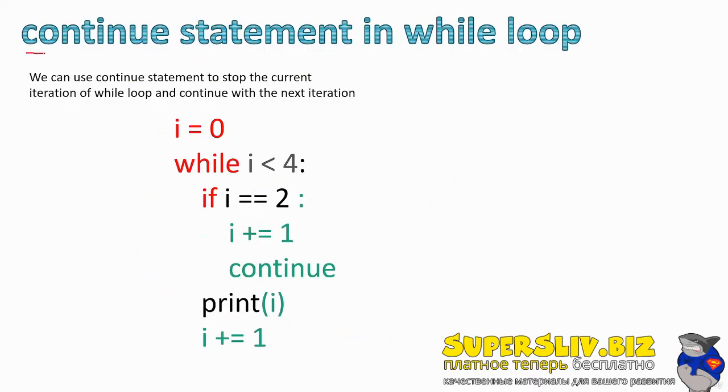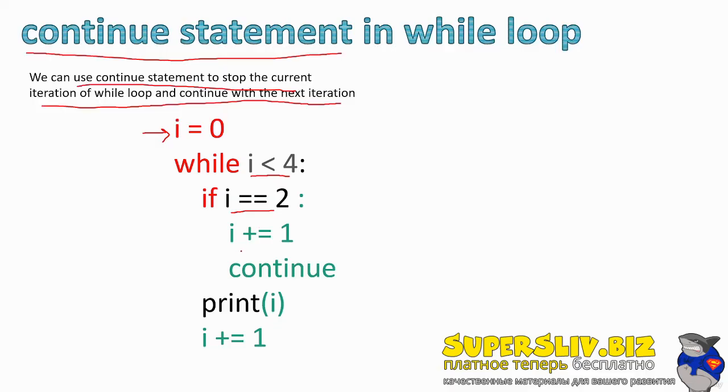The second control statement in while loop is continue statement. We can use this statement to stop the current iteration of while loop and continue with the next iteration. So let us take a look at example. I have created a variable called i equal to 0. Then the condition is i less than 4. If i is equal to 2, then i plus equals 1. Then continue. Within the while loop, print i, i plus equals 1.